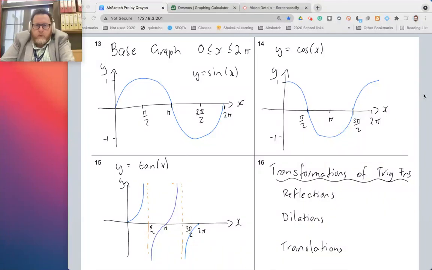Hello, so last video we were looking at the base graphs of sine, cosine and tan, and now we're going to have a look at what happens when we apply transformations.